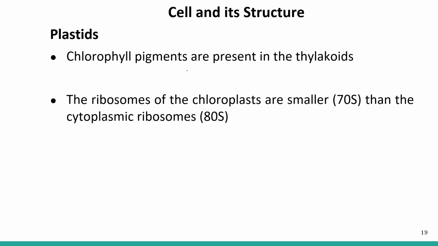So chlorophyll pigments are present in the thylakoids. The ribosomes of the chloroplast are smaller, 70S, than the cytoplasmic ribosomes, which are 80S in the case of eukaryotes.